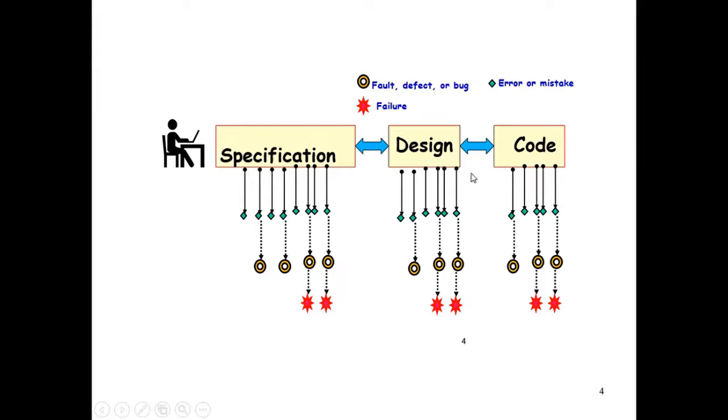We can understand it with an example. Let's say a programmer or coder, instead of implementing i less than or equal to 50, has implemented i less than or equal to 500. This is one of the errors. But since the code is not going to use a value of i more than 50, this error may not lead to a defect, and similarly it may not lead to a failure.